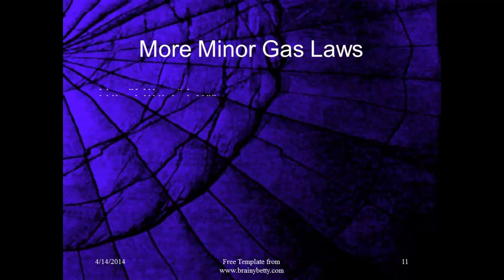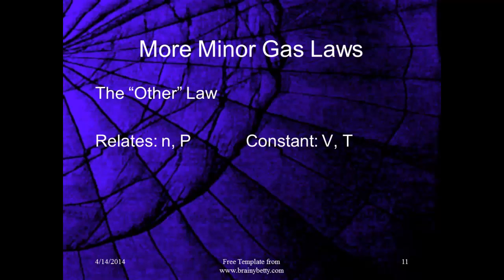Okay, next law. Doesn't have a name. The poor orphan gas law, it does not have a name. Called the other law for our purposes. This will be the last minor gas law that we'll do. And one of the last combinations of variables that we could use. This one relates amount and pressure, which means we are not changing volume or temperature. The relationship for this one is pretty well common sense, just like the other one was.